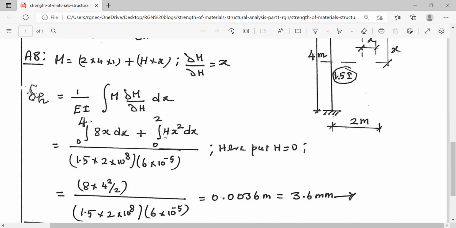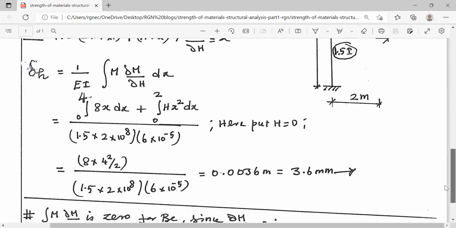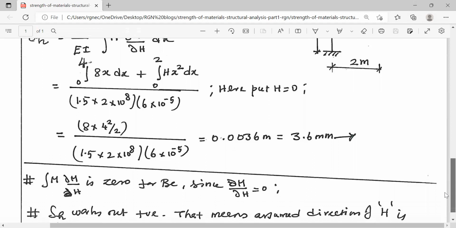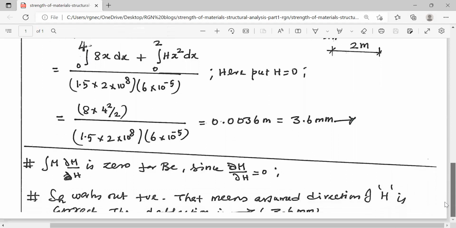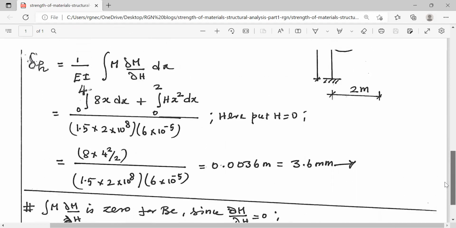When you put H is equal to 0, this term vanishes. Only this term will remain. And after simplification, you will get 0.0036 meter, which is equal to 3.6 millimeter. This is by strain energy method. Unit load method is also one form of strain energy method. This can be dealt with by unit load method also.